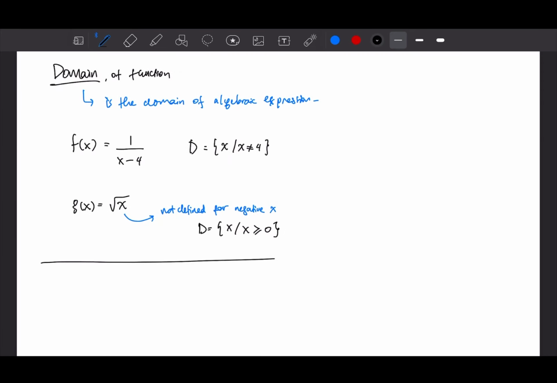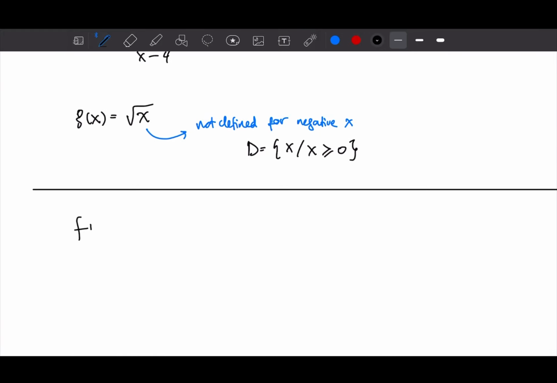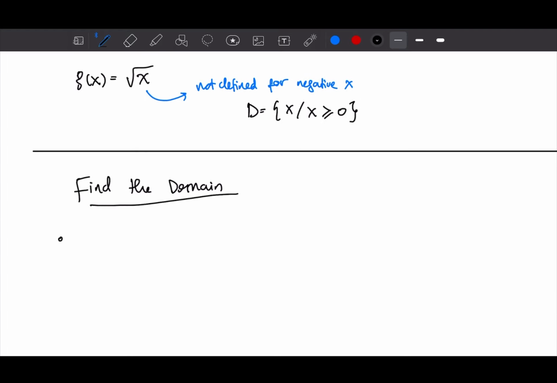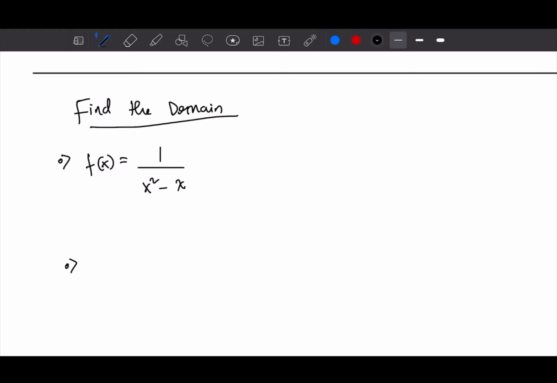Okay, now let me give you some examples. This is a simple example. Find the domain. This will be a very typical question, but you need to master this kind of function, domain of functions. Let's start. You can go on by yourself and check, and later you can confirm with me. Domain of functions as follows.